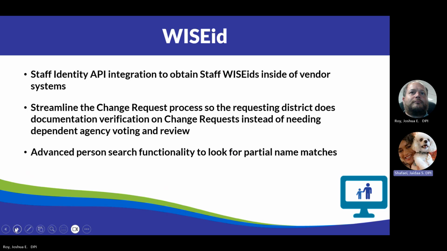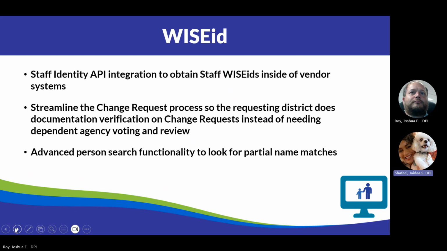And we're also planning for WISEid to add advanced person search functionality, so you can search for partial names, somebody by their last name and their birth date, or first name and birth date. Our search functionality right now requires you to have both the first and last name, a full name. So we're going to change it so that you can do a partial name. Sometimes there's typos in the system, so you're searching for somebody, they were typed in incorrectly, so that'll help with finding that.